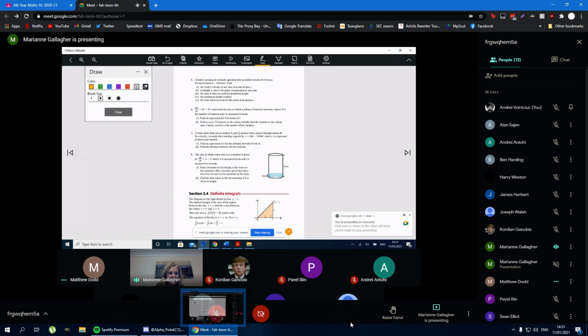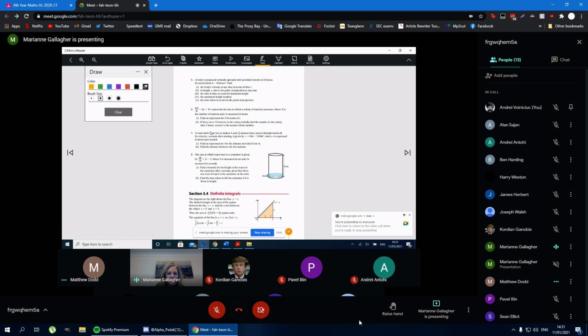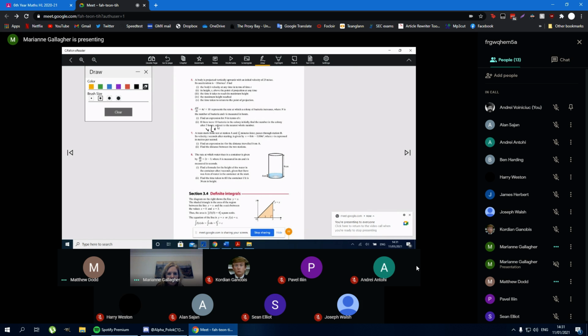So start from rest means that velocity of 0 is equal to 0, okay? And it also means that S of 0 equals 0. Does that make sense? Okay, so start from rest means the distance when time is 0 is equal to 0 and the speed when time is 0 is equal to 0.